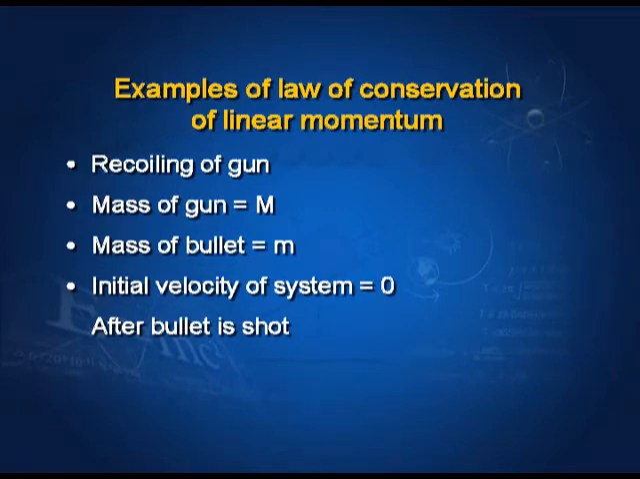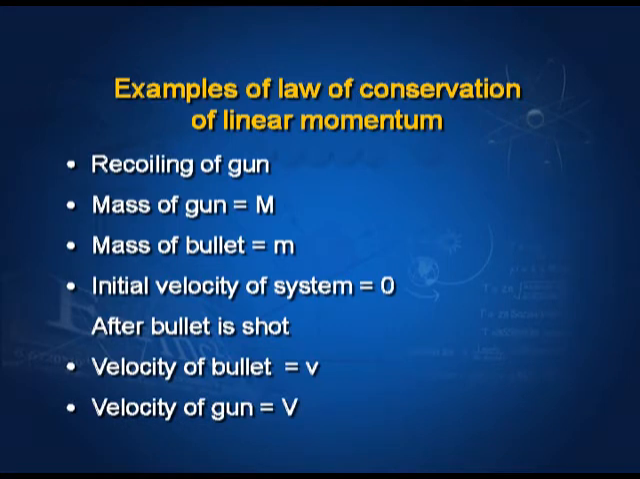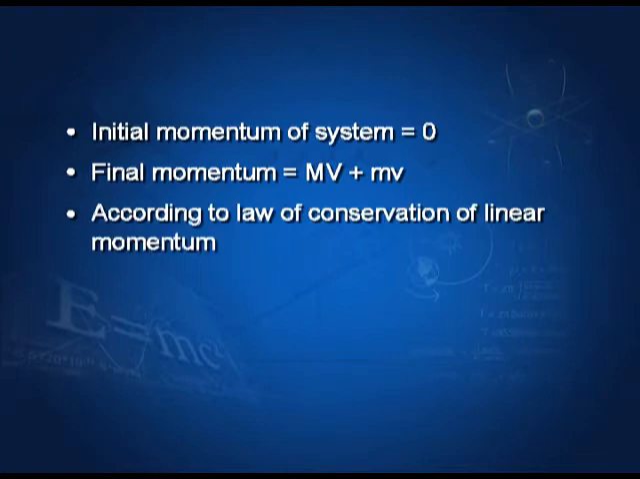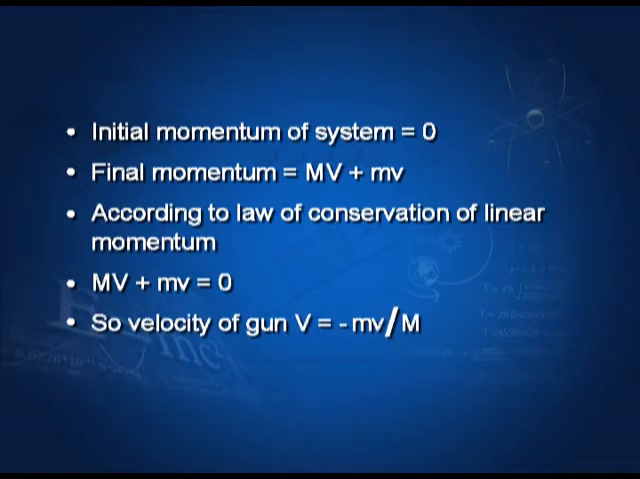Now, the bullet is shot and the velocity of the bullet is v. Let the velocity of the gun be capital V. So, after the bullet is shot, the final momentum will be equal to capital M capital V, which is for the gun, plus small m into small v, which is for the bullet. According to the law of conservation of linear momentum, final momentum equals the initial momentum. So, capital M capital V plus small m small v equals 0. Transposing, we get velocity of the gun capital V equals minus small m small v divided by capital M.